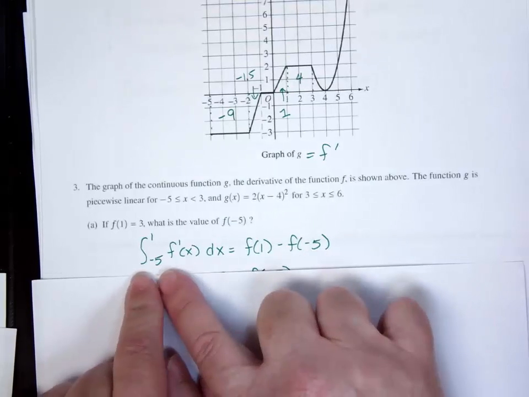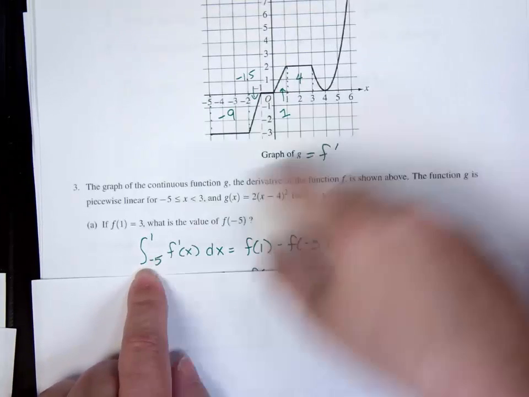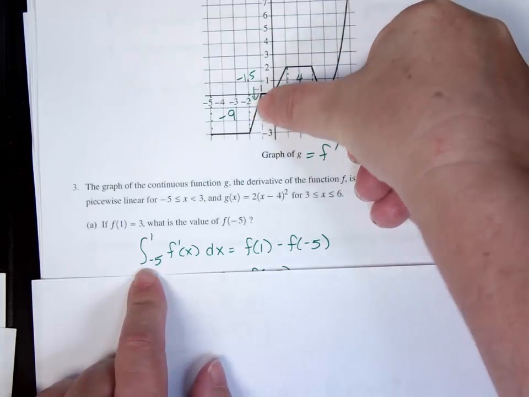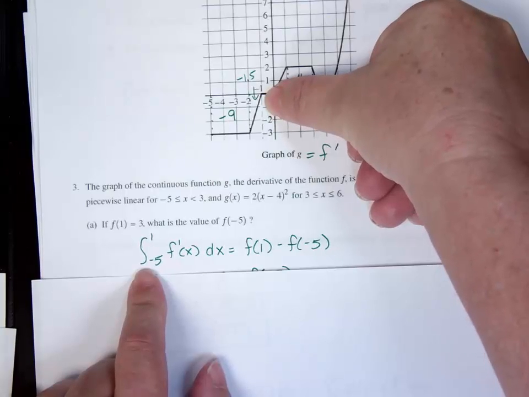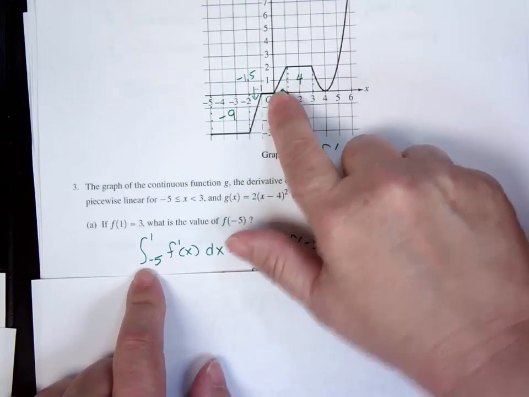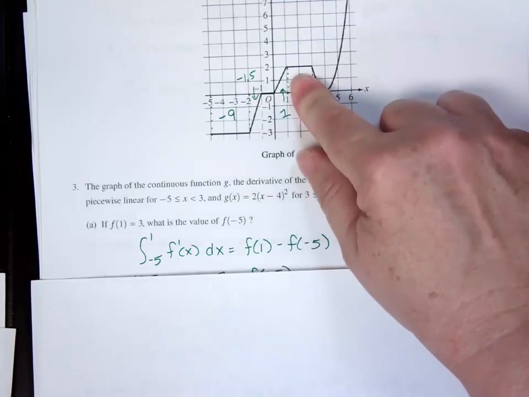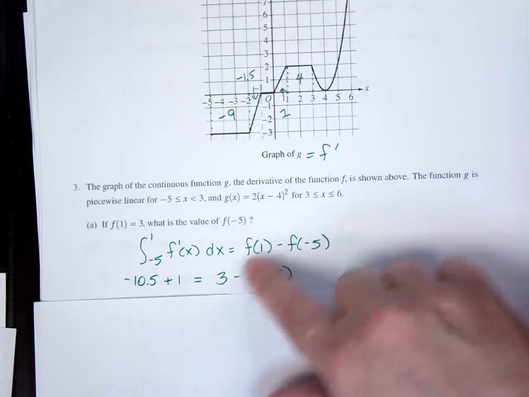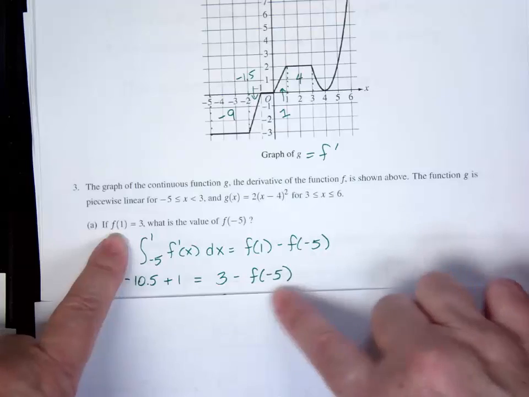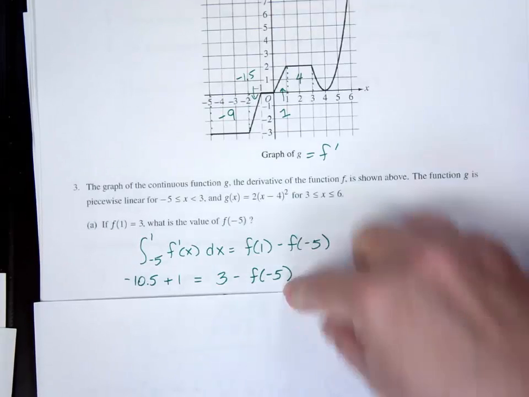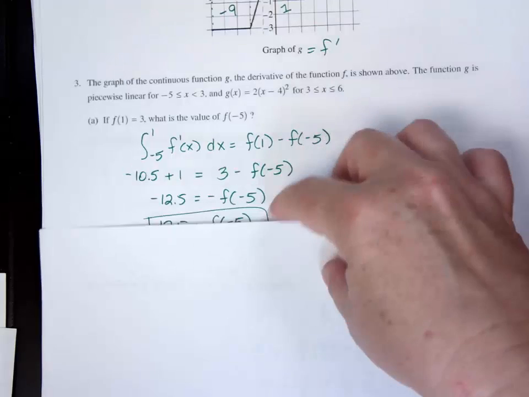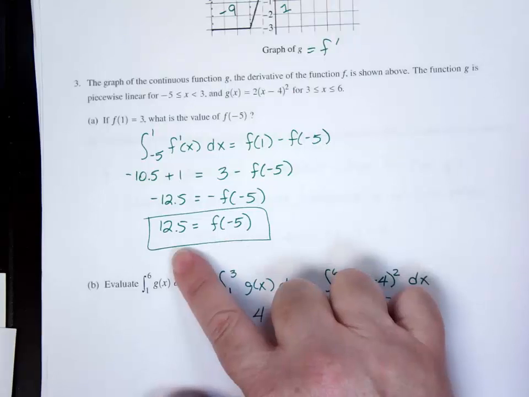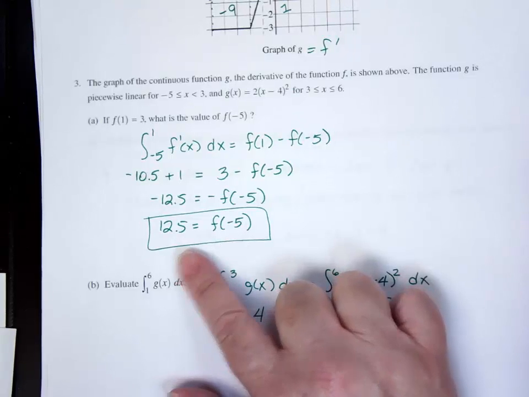So the area under f prime from -5 to -2 is -9. And then the area from -2 to -1 is -1.5. It's a triangle. There is no area in there. And the area right here is 1. So that means that I have -10.5 total and a +1 equals f of 1, which is 3, that was given, and I'm solving for f of -5. So now do the math, combine all the constants, you get -12.5 equals f of -5, so f of -5 is 12.5. And there's the answer there.